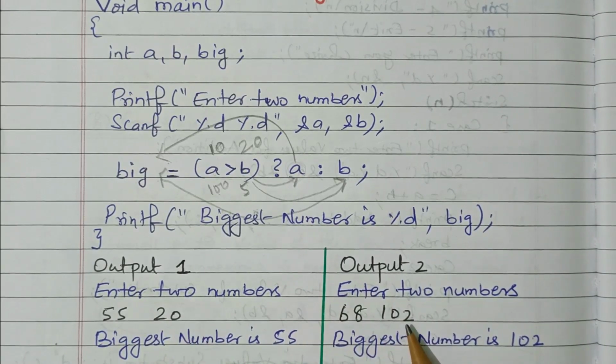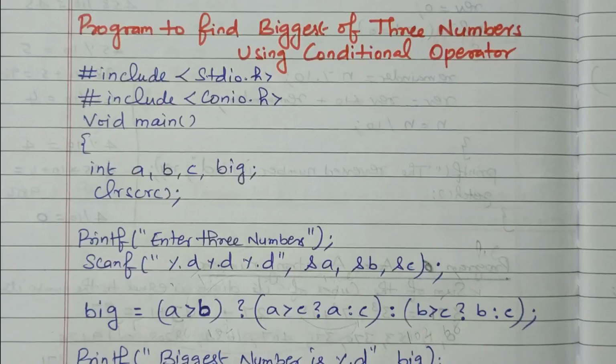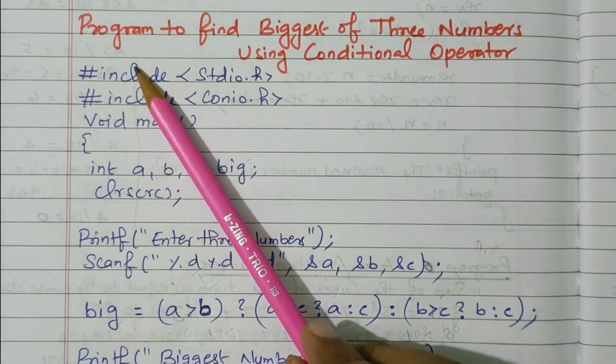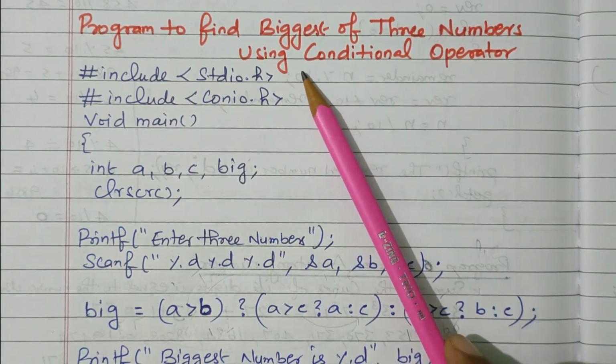This is the false condition. What will happen? Now we'll go to another example program: biggest of three numbers using the conditional operator. We'll see the next example program to find the biggest of three numbers using the conditional operator.